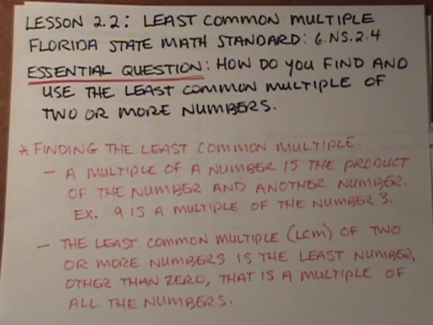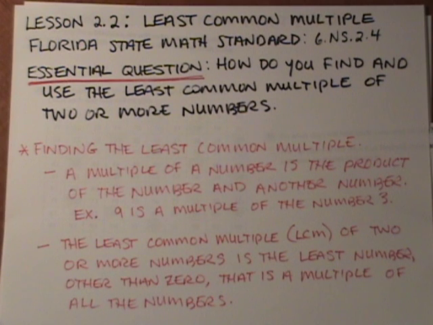Your first question might be, well, Mr. Bell, what exactly is a multiple? A multiple of a number is the product of a number and another number. An example of that is 9 is a multiple of the number 3. What I mean by that is 3 times 3 is 9. 3 times 4 is 12. 12 is also a multiple of 3. 3 times 5 is 15. 15 is a multiple of 3. So all these are multiples of 3.